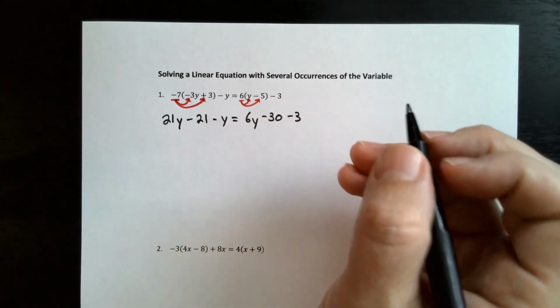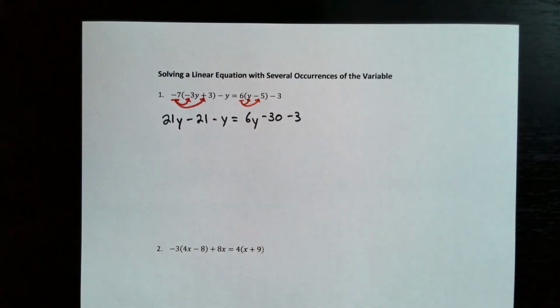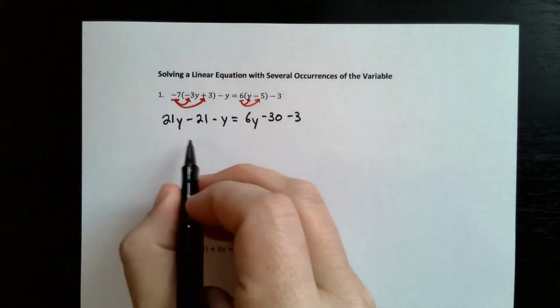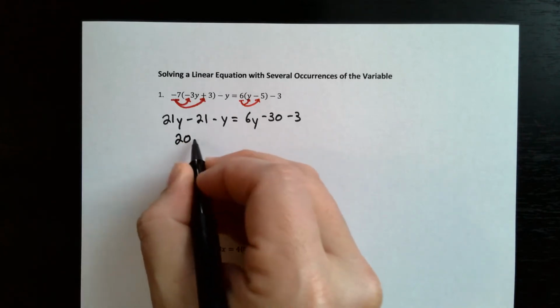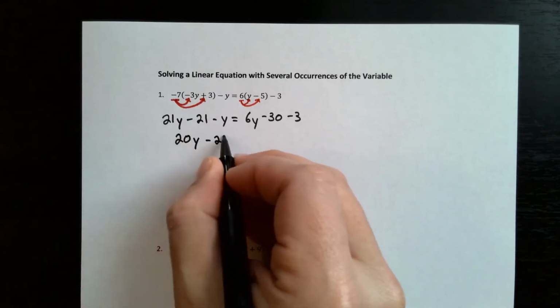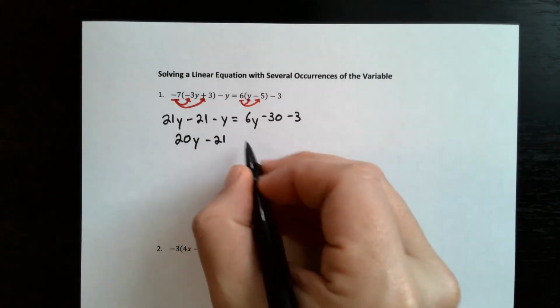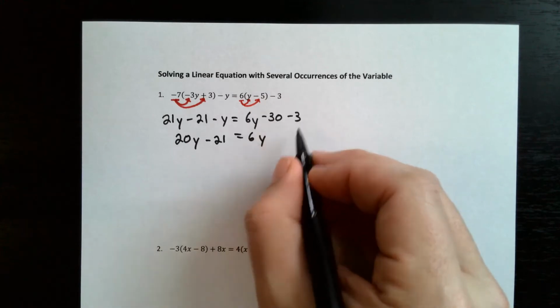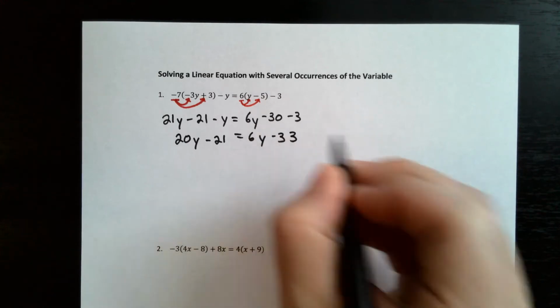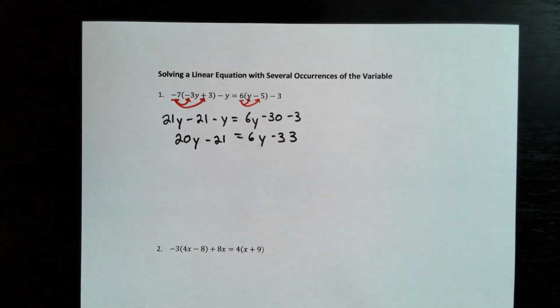Now that we've distributed, we are going to combine like terms on each side. Over here we've got a 21y minus y, so that's 20y minus 21. So I combined these two y terms. And on the other side, I've got a 6y, and then I've got this -30 and -3, which is -33. So I've combined like terms on each side.